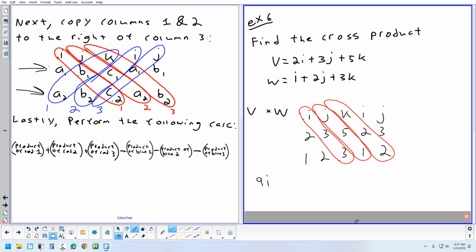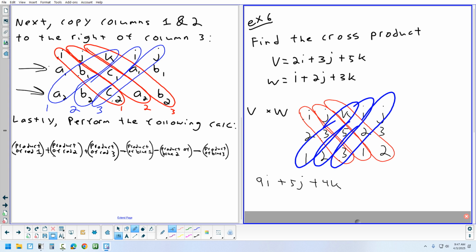Yeah, 5j. And k, 2, 2. Yep. 4k. All right, so that's everything that goes down and to the right. Now, we're going to look at everything that goes down and to the left.